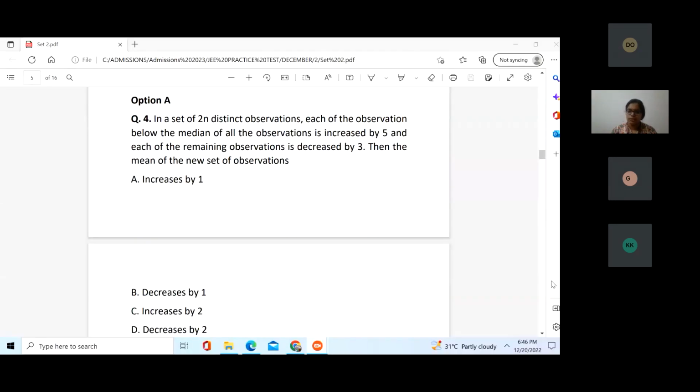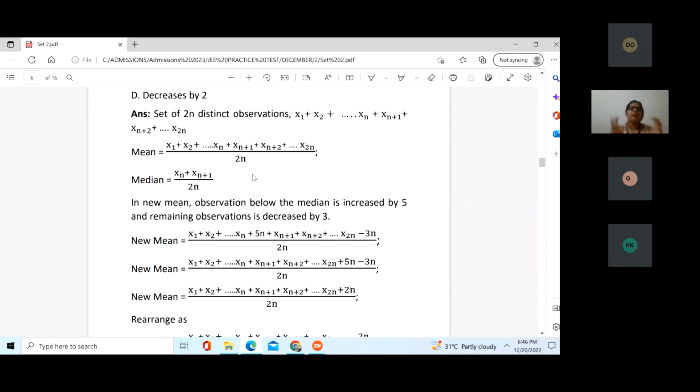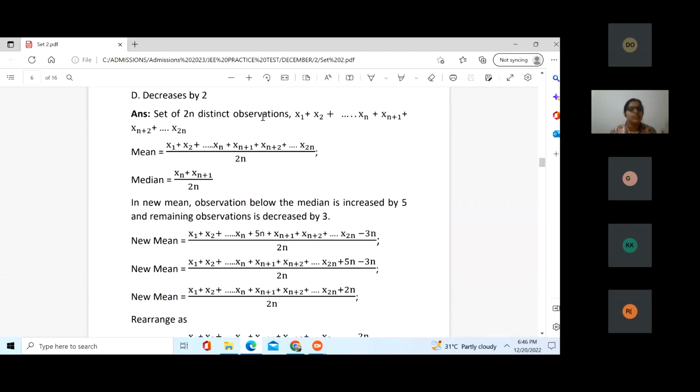Okay, it increases by 1. Let's see how it's happening. We started by thinking about the 2n distinct observations. I started from x1, so the observations will be x1, x2, x3, etc., xn, then xn plus 1, xn plus 2, xn plus 3, etc., up to x2n. So these will be the 2n distinct observations.